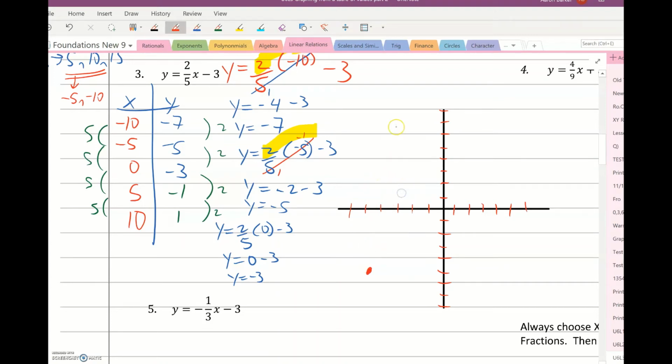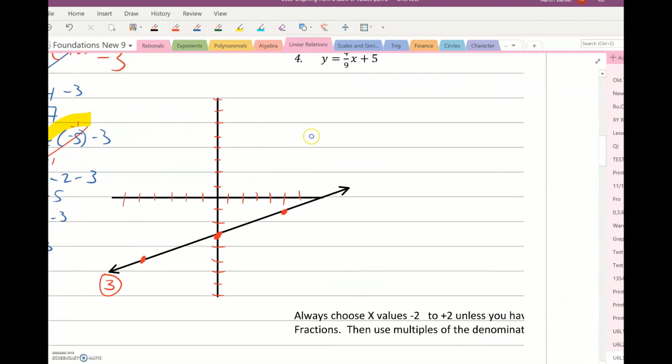Next one, 0, -3. So I don't go anywhere left or right. And I go down 3 right there. Good. And then I got 5, -1. So I go 1, 2, 3, 4, 5, and I go down 1. There we go. And now that I have a line, I'm going to make a graph. Nice line, super big, super long, with arrows one side to the other. And what do I have to label it with? You're right, the number 3, because it's from question number 3.